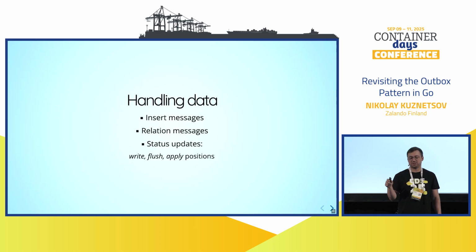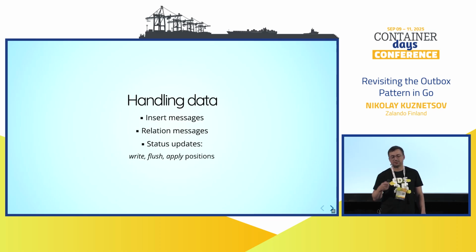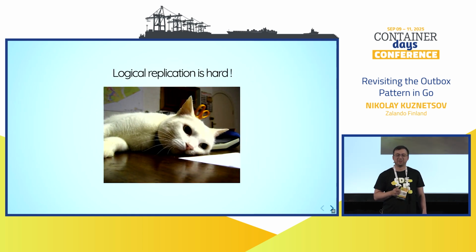It can also be a relation message, which is sent in the very first message and tells us the database structure, and then Postgres sends only the ID, to save bandwidth. And also, as a replication client, we need to send back to Postgres what our position is, and the position is not a single position, it's multiple positions. So actually, logical replication is hard.